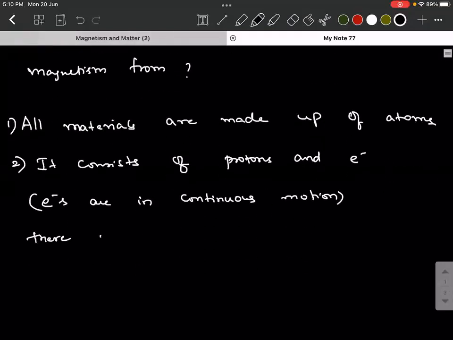And due to this continuous motion, there will be magnetism induced. So these are all the steps that we need to understand. All materials are made up of atoms, and atoms consist of protons and electrons, where the electrons are always in continuous motion. Then there will be magnetism induced because these electrons are always in continuous motion.